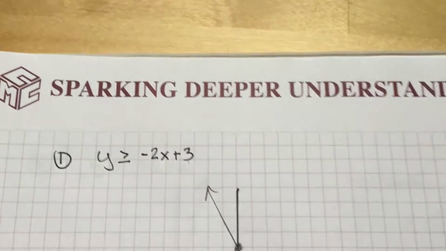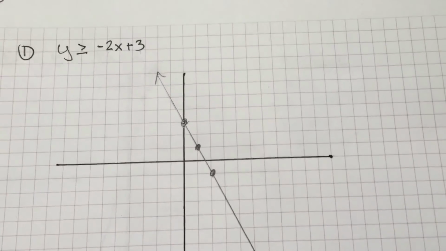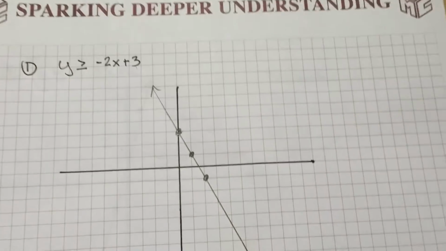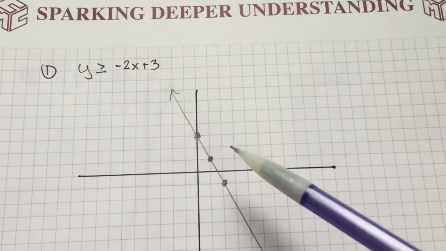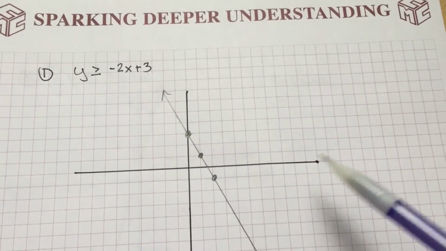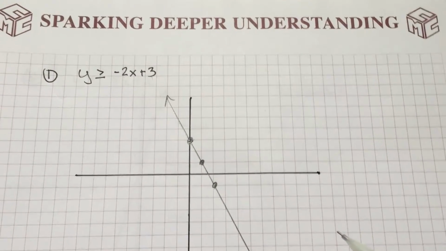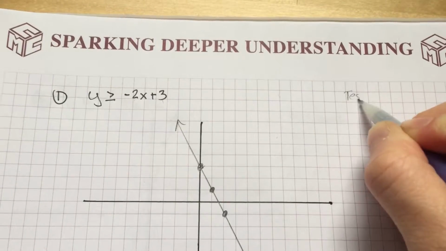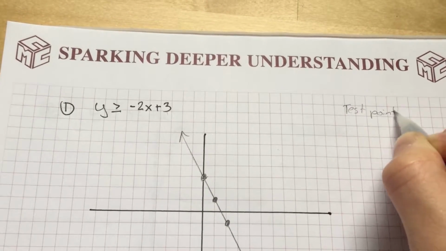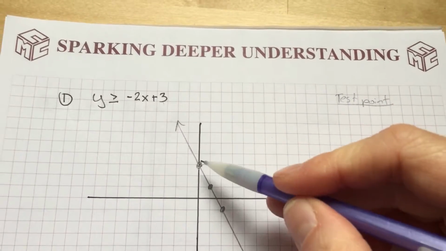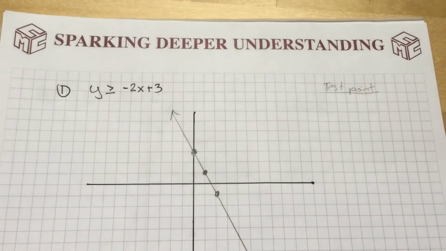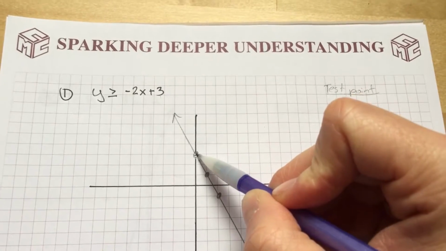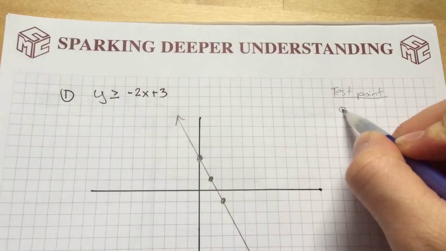So I've already drawn my line for us, right? There's my y-intercept, went down 2 over 1, down 2 over 1. A greater than symbol means I'm going to be above my line. So above my line is going to be somewhere over here, okay? So I'm going to do two test points. My first test point is on the line. I want to make sure that I was correct in making my graph a solid line. So I'm going to test the point 0, 3.